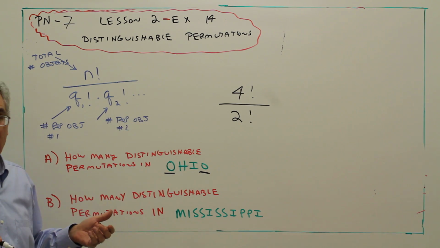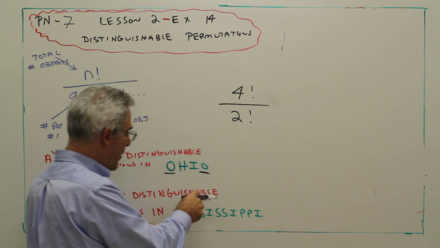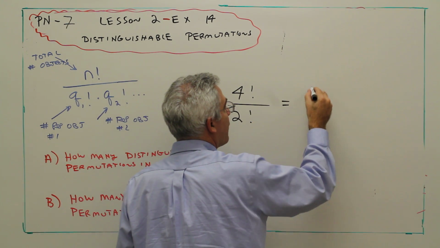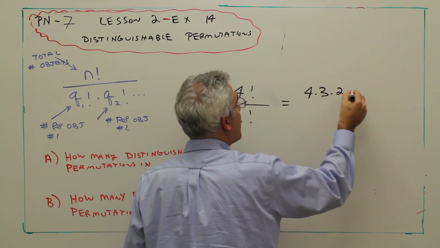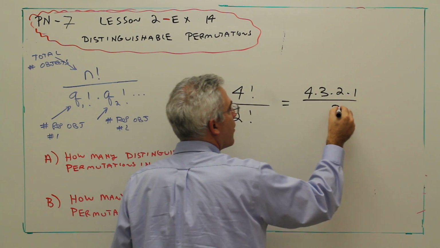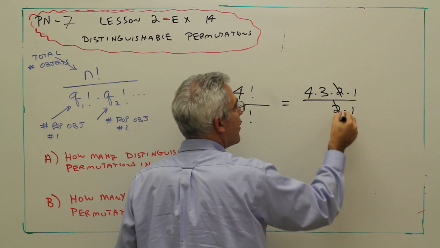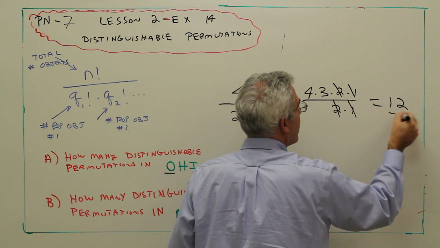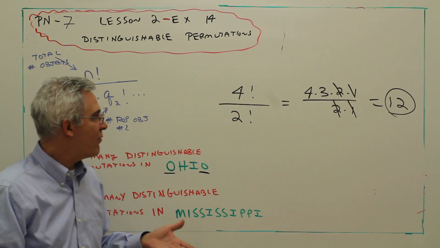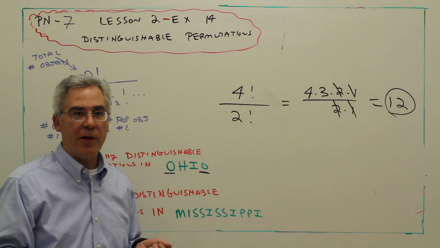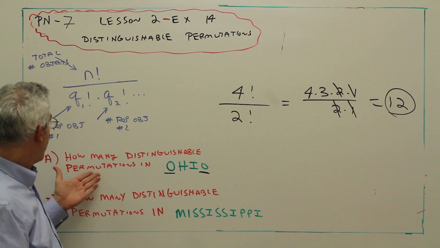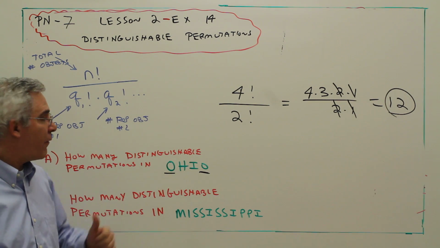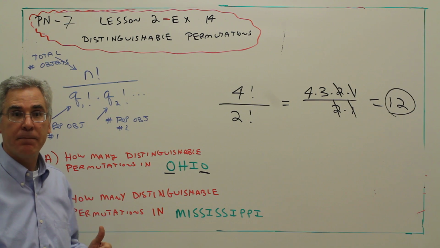All right, so I'm going to use my calculator. Actually, I'll save my calculator for this one. This one I'll just do in my head. So this is 4 times 3 times 2 times 1 over 2 times 1. Those cancel. You just get the answer to be 12. Sometimes it's much easier to do things by hand than pressing all the buttons. So for the answer to part A, there's 12 distinguishable permutations of the letters in Ohio.